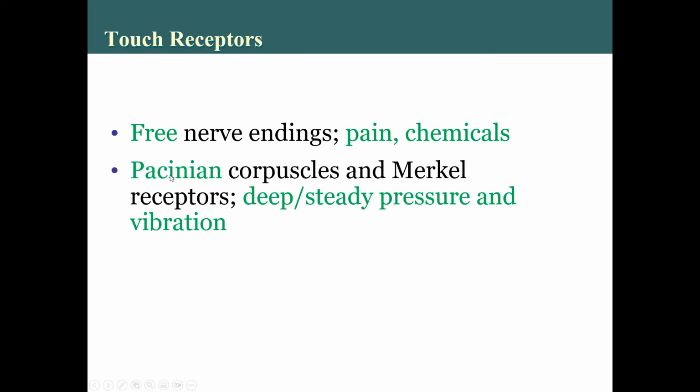So Pacinian corpuscles, if you remember, I told you they use enforced or encapsulated nerve endings. And what they sense are deep or steady pressure and vibration. So in this case, you feel pressure when you're holding on to something, but you can't use those to feel texture. Now let's talk about texture really quickly.